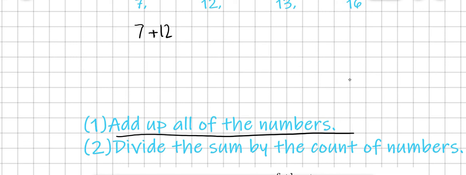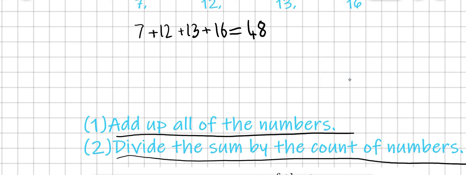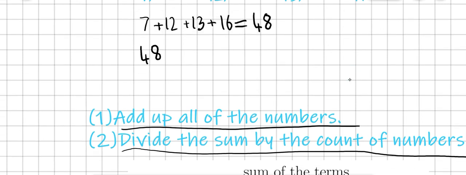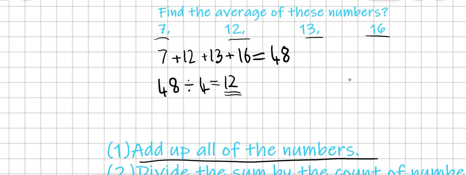7 plus 12 plus 13 plus 16. If we just quickly add it up, that's 20 plus 28, which gives us 48. And now we need to divide the sum by the count of numbers. So what this means is we have to do 48 divided by the count of numbers. So that's 1, 2, 3, 4. That basically means how many different numbers there are, and there are 4. So we divide 48 by 4, which gives us 12. The mean would be 12. So that's how you calculate a mean.